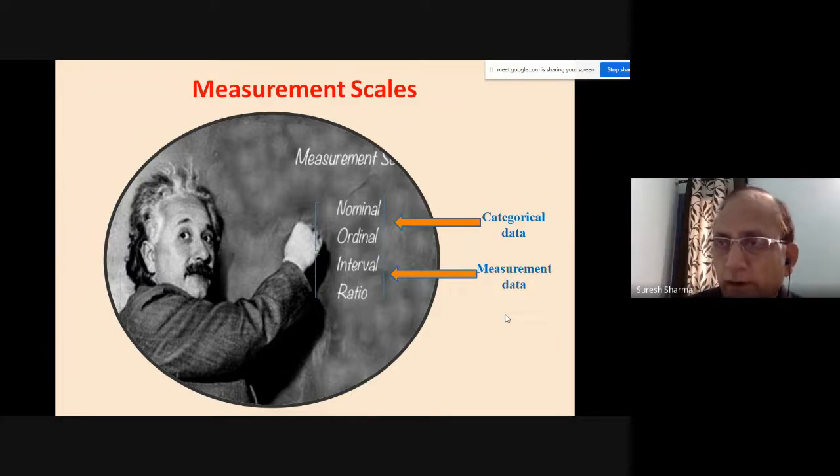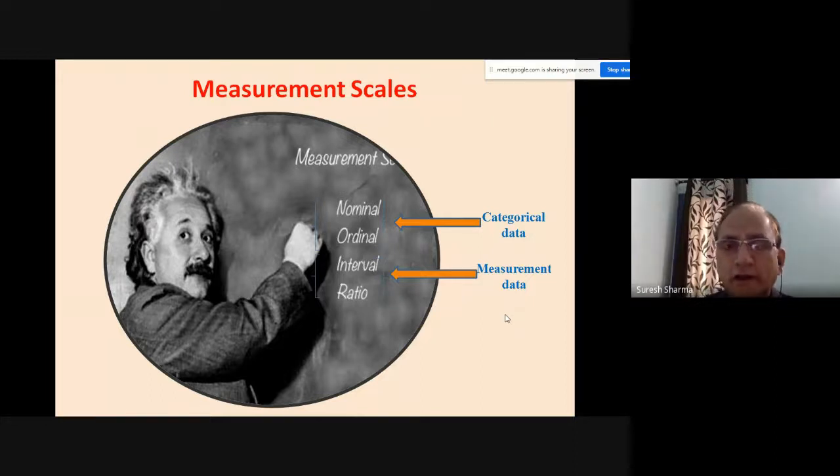And moreover, in ratio scale, 0 is a true zero. What do you mean by true zero? True zero means the quantity does not exist. For example, if I say height 0, that means it doesn't exist. If I say weight 0, it doesn't exist. If I say age 0, it doesn't exist.